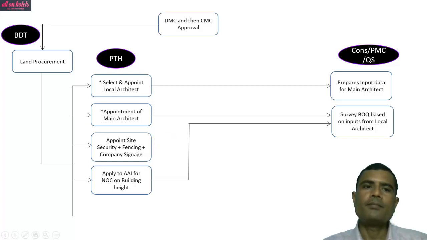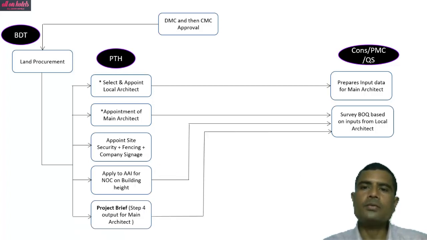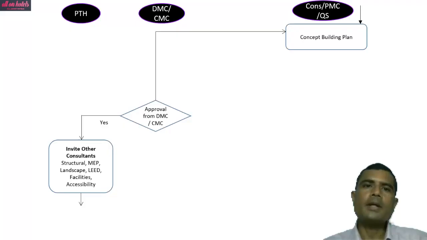Then the project team at hotel, they apply to the Airport Authority of India, or maybe the National Airport Authority in your country, for NOC on building heights. So all these inputs, project brief and everything, go to the survey or bill of quantity. Concept building plan is done by the consultant. It goes to the DMC or CMC for approval.